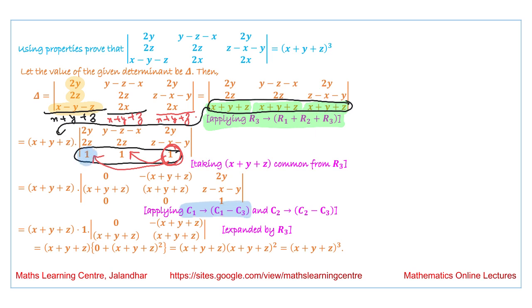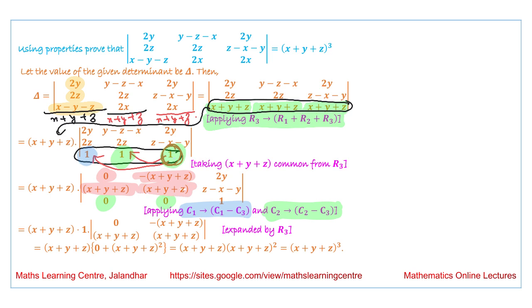We have to make this term 0 with the help of this 1. Similarly, we have to make this term 0 with the help of this one. So we are applying the operation that column 2 approaches column 2 minus column 3. So these two terms will become 0, and these values are changed accordingly. You can see how these values are changing.